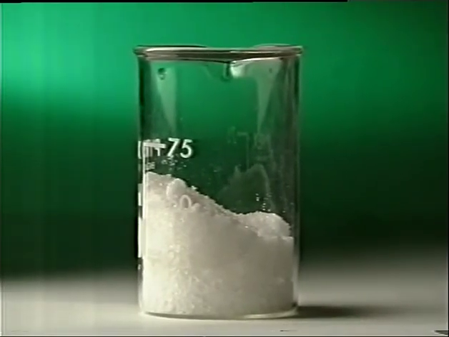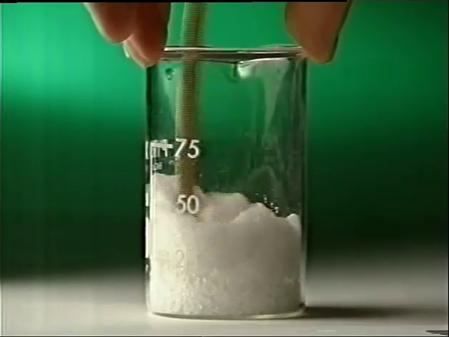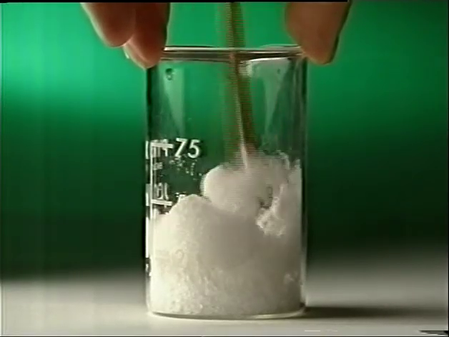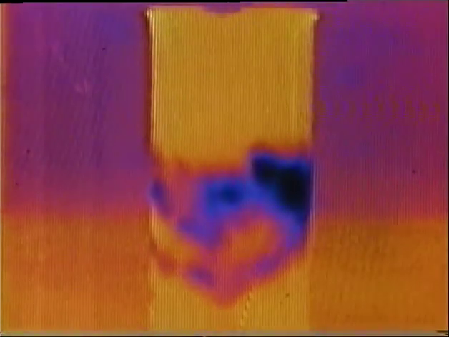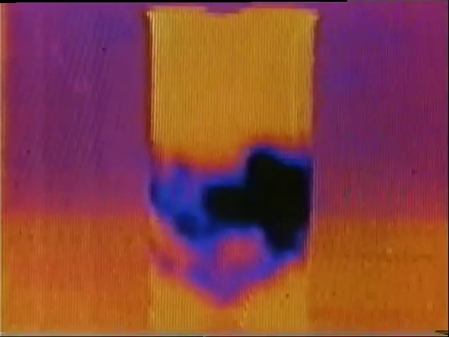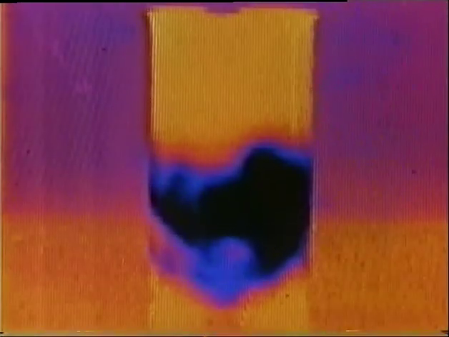Add barium hydroxide to ammonium thiocyanate and nothing much seems to happen. Look again through a thermal camera. Cool objects appear blue, even black. The reaction is taking in energy from its surroundings. By taking energy from the beaker and the chemicals themselves, the whole thing is cooling down. It's an endothermic reaction.